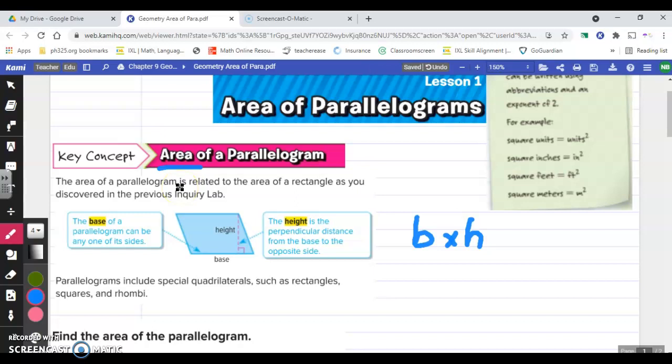It's kind of like a square and rectangle, except instead of using length times width, we're using height times the base. Now the height, like I said again, is always going to be the pink dotted line, or I call it the rope. You drop the rope down, and we're always going to use that as the height.